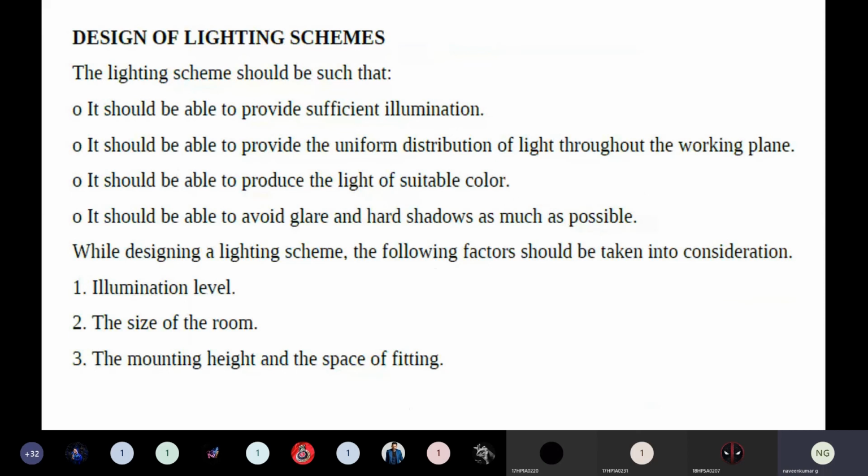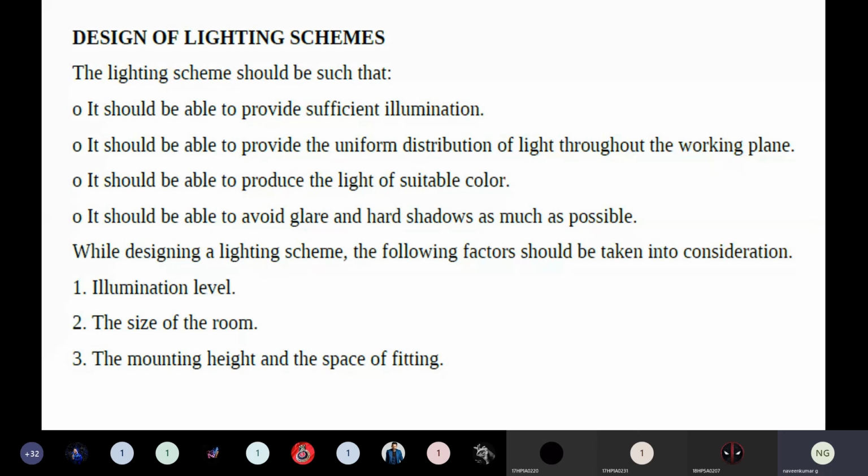So let's next talk about the design of lighting schemes. The lighting scheme should possess certain features so that its design is useful to the public. The first feature is that it should be able to provide sufficient illumination. Second, it should be able to provide uniform distribution of light throughout the working plane. Third, it should be able to produce light of suitable color. And it should be able to avoid glare. It should be able to avoid hard shadows as much as possible.